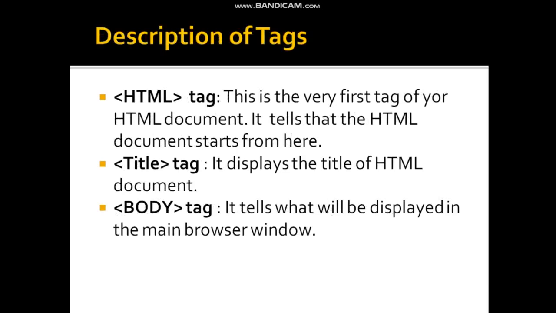Let us talk about tags and the description of tags. So these are the tags of HTML. First is the HTML tag. This is the very first tag of your HTML document. It tells that your HTML document starts from here. So whenever you start coding, you will start with the HTML tag. Next is your title tag. It displays the title of the HTML document. Title means whatever you want to give as heading, okay? Body tells what will be displayed in the main browser window. Whatever you want to write, or if you want to give any picture, that will come in the body tag.